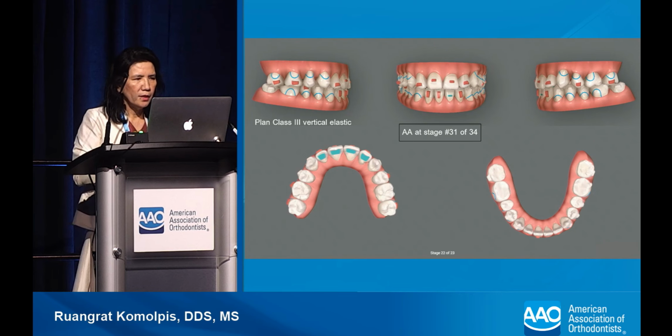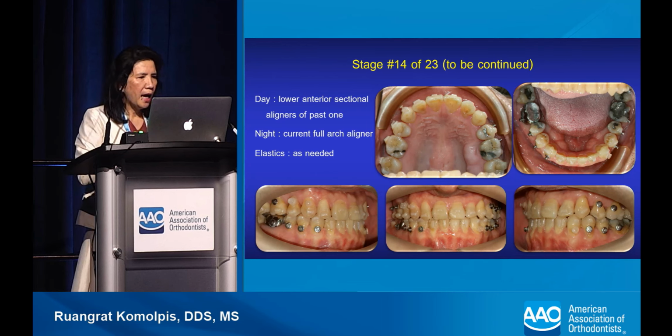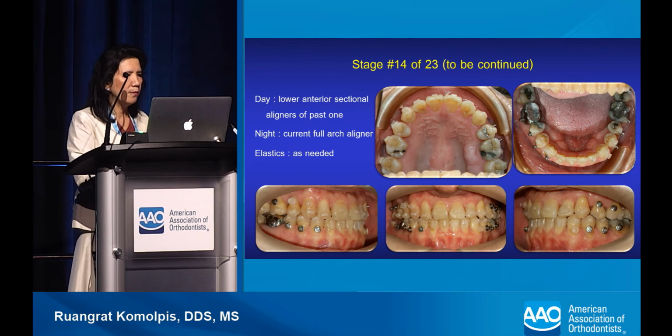Still have the vertical elastic with the buttons. And this is how he wears the aligners. Daytime, he wears lower anterior sectional aligners of the previous one. So I gave him a scissor to cut the aligners of the previous one to wear as a sectional on the lower. Nighttime, he wears the current full arch aligners, and he wears elastic only as needed, meaning if he starts to have anterior interference, then he's going to wear more of the vertical elastic.